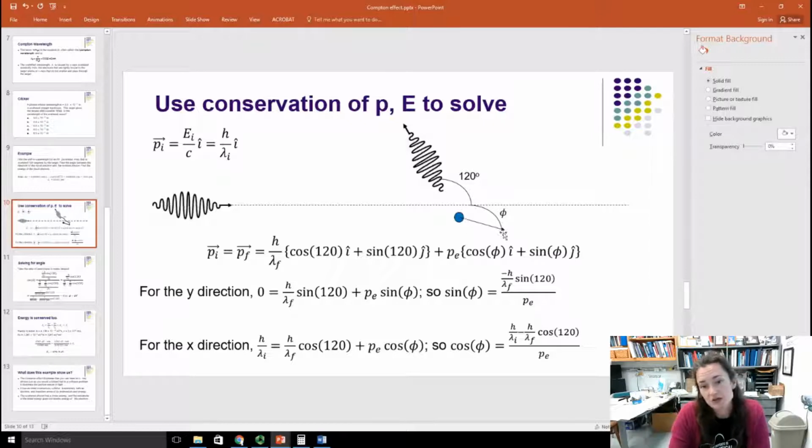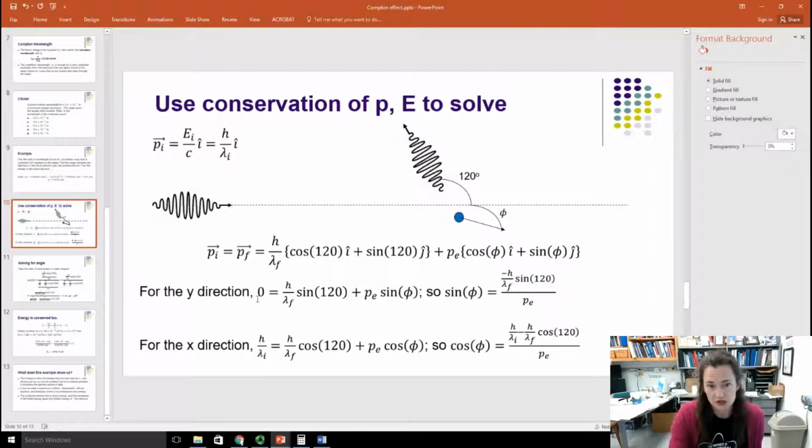Now my final momentum of my electron, I'll call it p sub e, and the components of that would be cosine of phi in the i hat plus sine of phi in the j hat. Note that it's sometimes easier to treat the x and y components as completely separate from one another in different equations. So that's what I've done here.